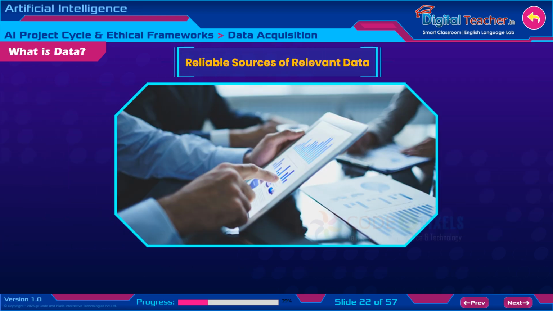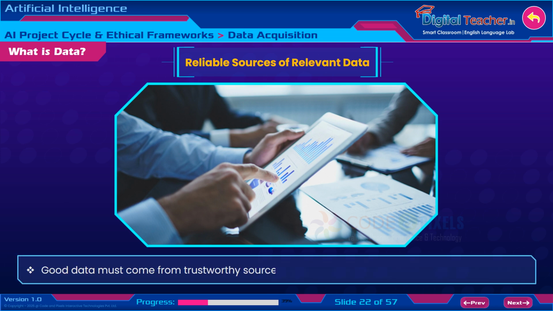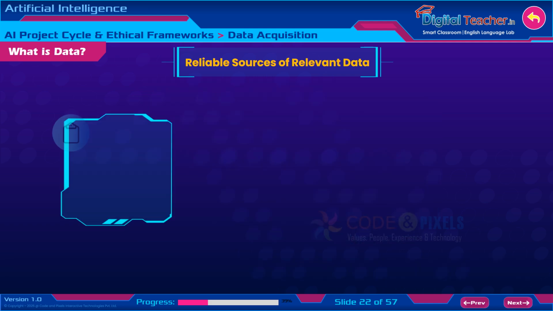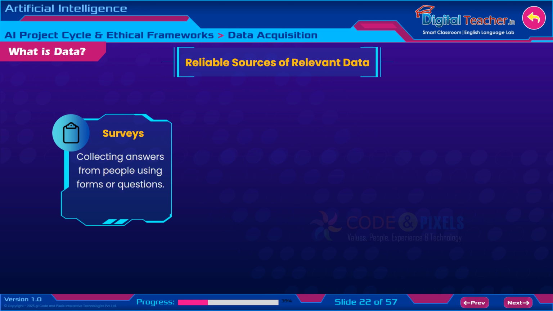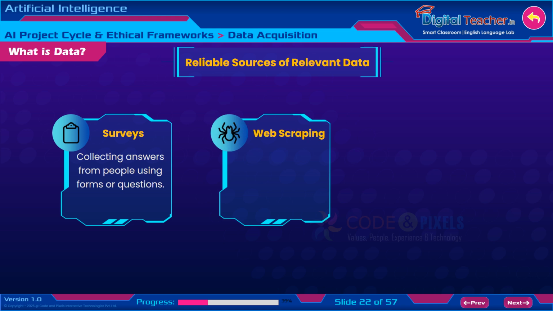Reliable sources of relevant data. Good data must come from trustworthy sources to make the AI project accurate. Some reliable sources include surveys, collecting answers from people using forms or questions. Web scraping, collecting information from websites.